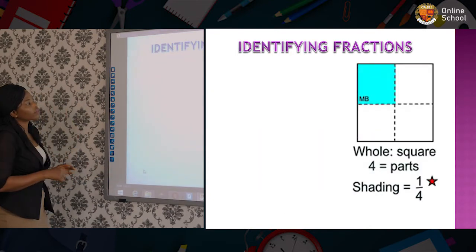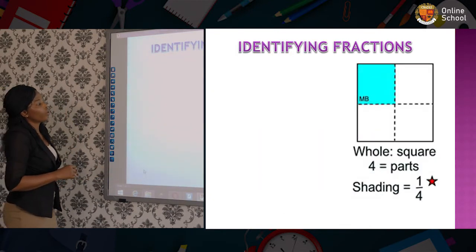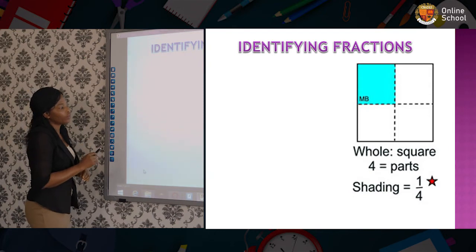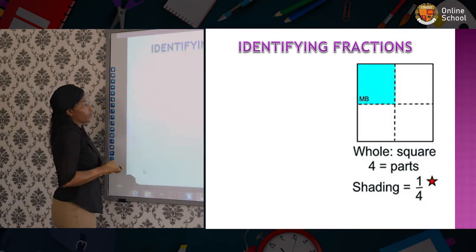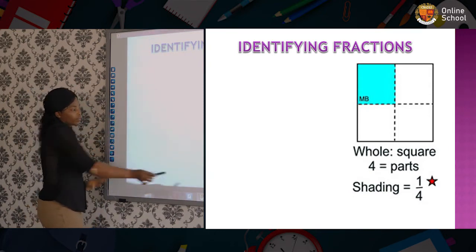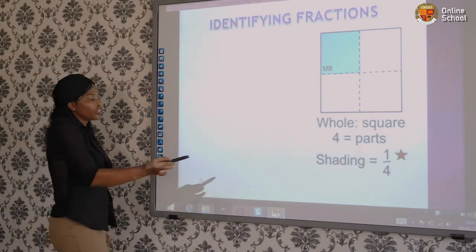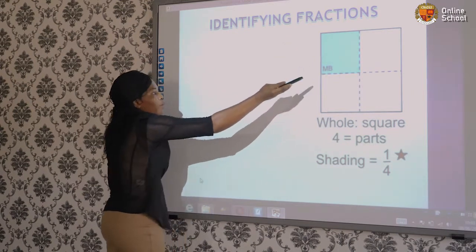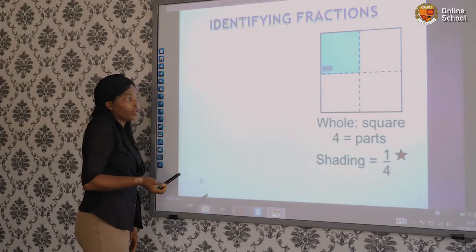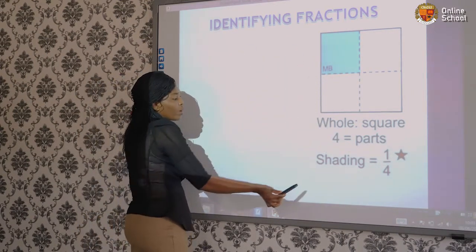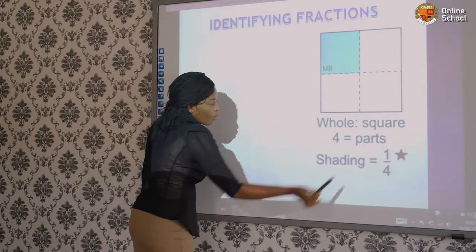Okay, let's look at this diagram also. We have a square shape here, a whole square shape, divided into how many parts? Into 4 parts. And now our attention is on one part. One part has been colored for you. And if you want to name the fraction, you say what? It is what? 1 over 4.